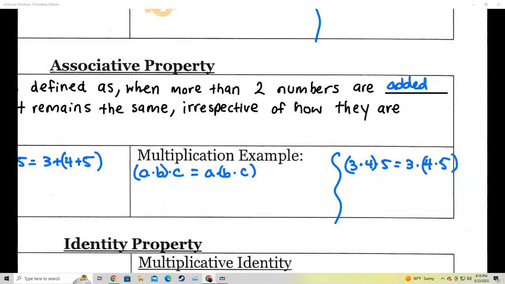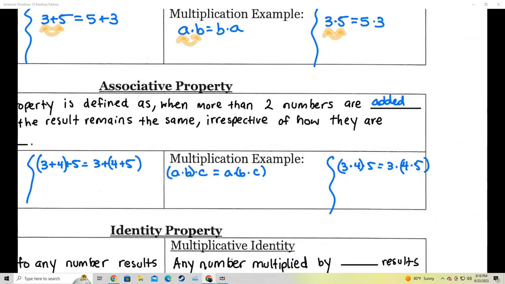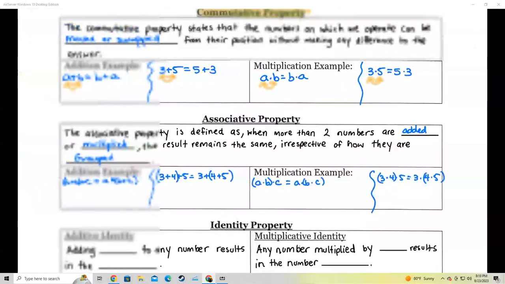Again, the order of the numbers stays the same. The parentheses is what switches. And just as a check, on the left side, it should say 3 times 4, which is 12, times 5 is 60. On the right side, we're going to do the 4 times 5 first. That's 20 times 3, which is also 60. So we verified that these properties, in fact, do work.